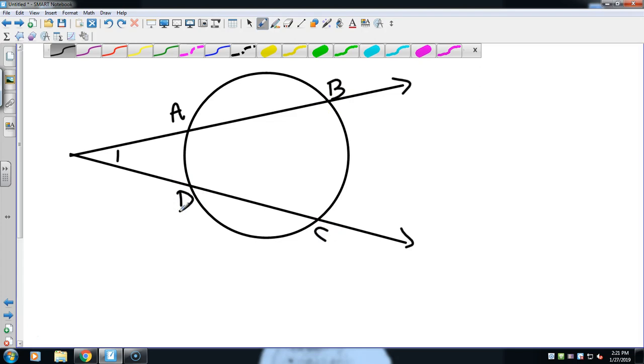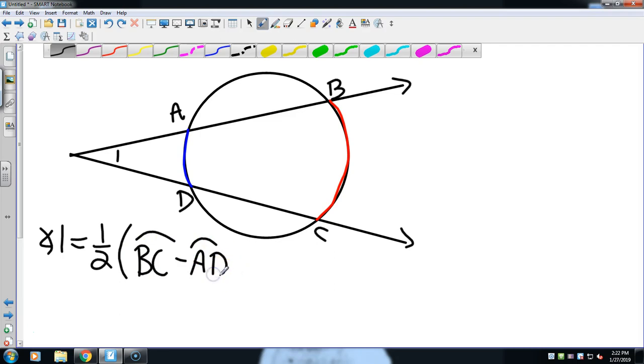And so again, we're looking at the farther arc, or the greater one, minus the smaller one. So I'm going to do these in colors first. So that one minus that one. So angle 1 is equal to 1 half of arc BC minus arc AD. So that takes care of tangent secant, both tangents, and both secants.